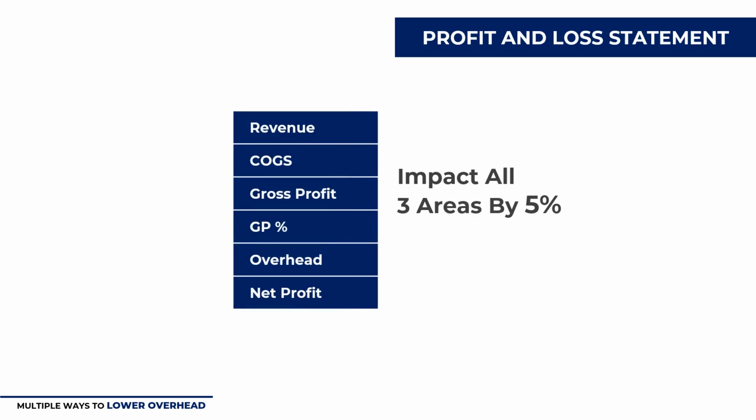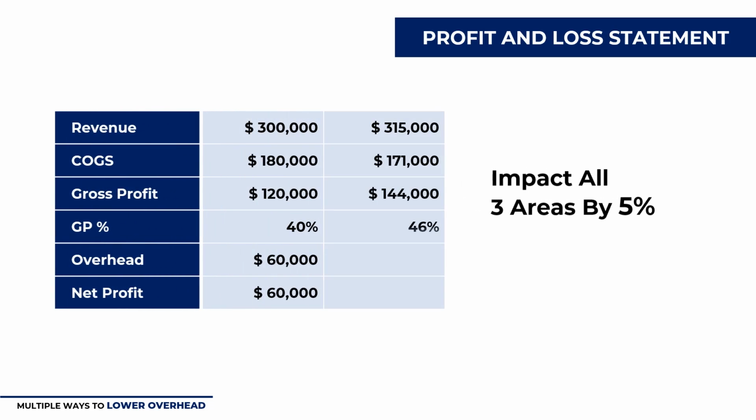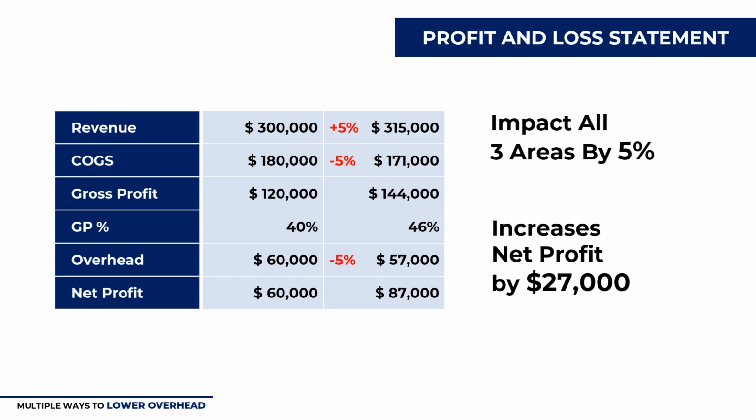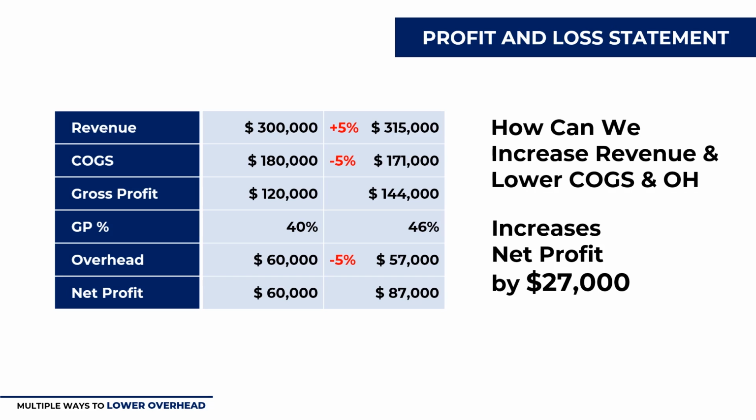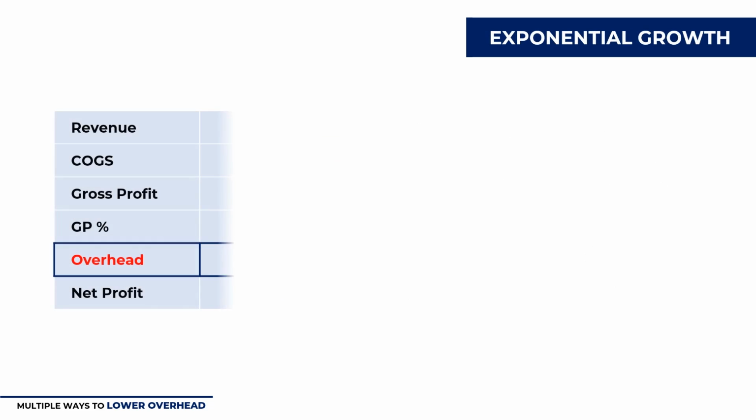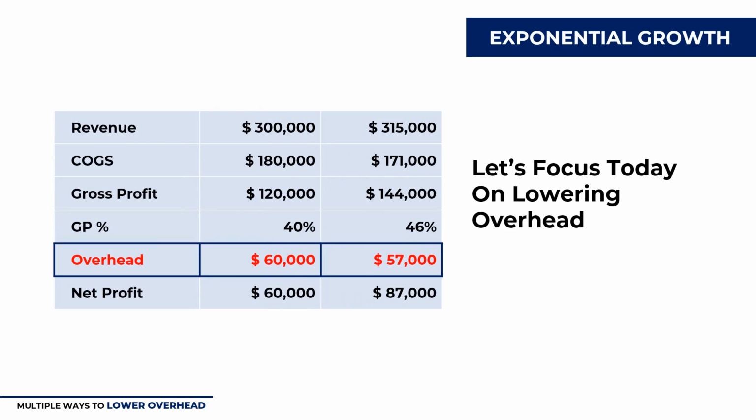We then discuss the power of exponential growth. In this example, if we could impact these three areas by 5% each, meaning we increase our revenue by a meager 5% and lower our COGS and overhead by 5%, we would generate an additional $27,000 in net profit and at zero cost. So now that begs the question, how can we increase revenue and lower our COGS and overhead? Well, the good news is there are multiple ways to impact each of these three areas. So today, let's discuss various ways you can immediately lower your overhead cost.